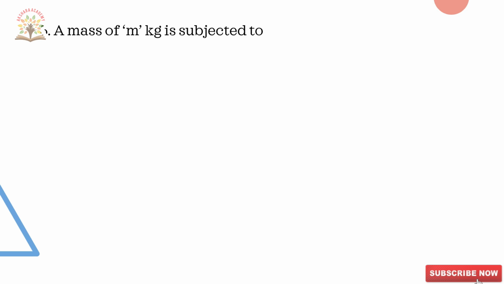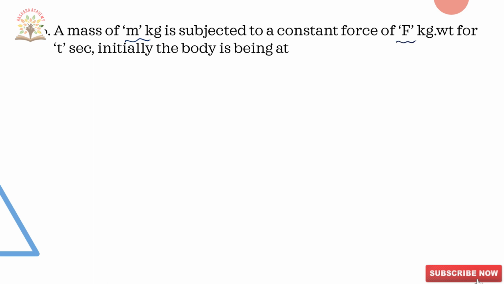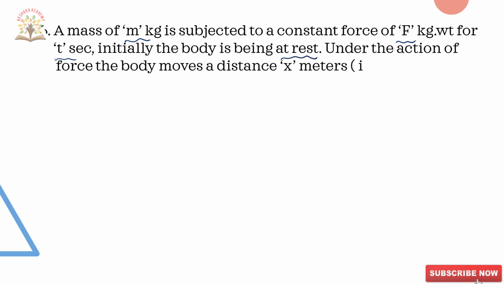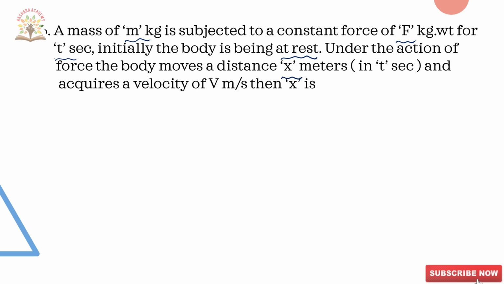A mass of m kilogram is subjected to a constant force of F kilogram weight for t seconds. Initially, the body is at rest. Under the action of the force, the body moves a distance x meters in t seconds and acquires a velocity of v meters per second, then x is? Here they given mass m kilogram and force F kilogram weight for t seconds, and the body is at rest, the distance is x meters, and it acquires velocity v. Then we have to calculate the distance. So let us go to the solution.